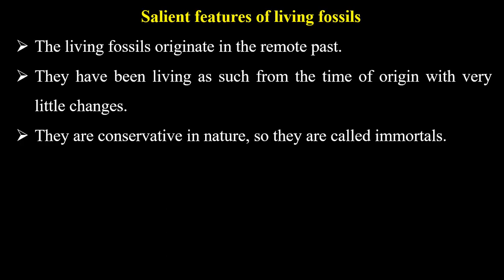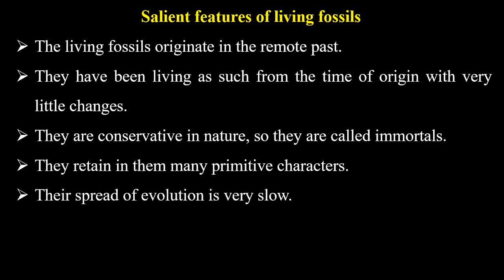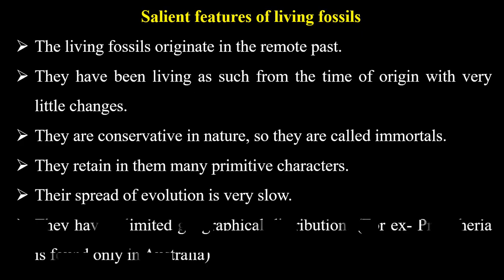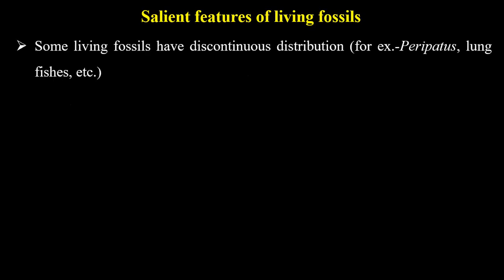They are conservative in nature, so they are referred to as immortals. They retain many primitive characters. Their rate of evolution is very slow. They have a limited geographical distribution. For example, Prototheria is only found nowadays in Australia. Some living fossils have discontinuous distribution, like Peripatus or lungfishes.